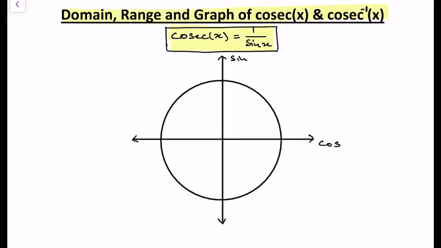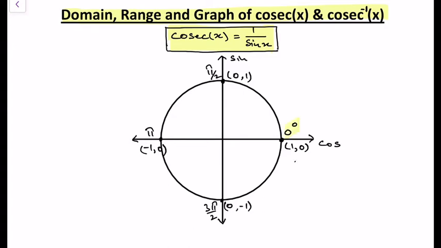Hello guys, today we will be learning about domain, range and graph of Cosec X and Cosec inverse X. So Cosec X is 1 by sin X. Now let's take a unit circle where at 0 degree, pi by 2, pi and 3 pi by 2 the coordinates are 1 0, 0 1, minus 1 0 and 0 minus 1 respectively.